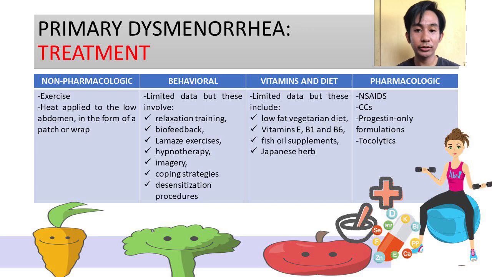But other than NSAIDs, you can also resort to combined contraceptives. The components of combined contraceptives are estrogen as well as progesterone. Why? As I have said, during the ovulatory cycle, in the latter part of the luteal phase, your corpus luteum will regress, so there will be a decrease in the amounts of progesterone. That is why we increase the level of progesterone in order to inhibit myometrial contractions, and also estrogen in order to inhibit ovulation because of negative feedback. Then you could also use progestin-only in the prevention of ovulation, but there is limited study or clinical trial for this. And even tocolytics; these will relax your myometrium, basically uterine myometrial relaxants. That's it for primary dysmenorrhea.